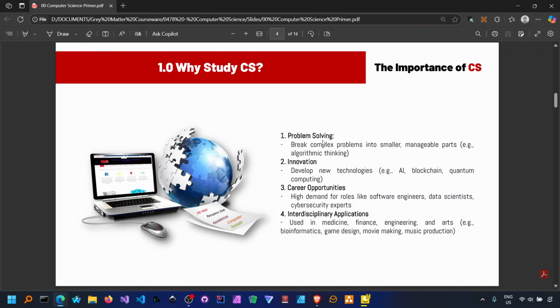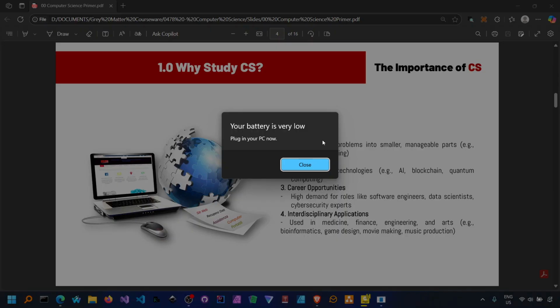The reason why computer science is important is that it allows us to solve problems. It gives us a way to innovate. It also gives us, of course, the obvious one: career opportunities like software engineering, data science, and cyber security. You can have your career stem from the CS subject, and you can go on to specialize in a vast majority of areas, choosing any path that branches from the subject.